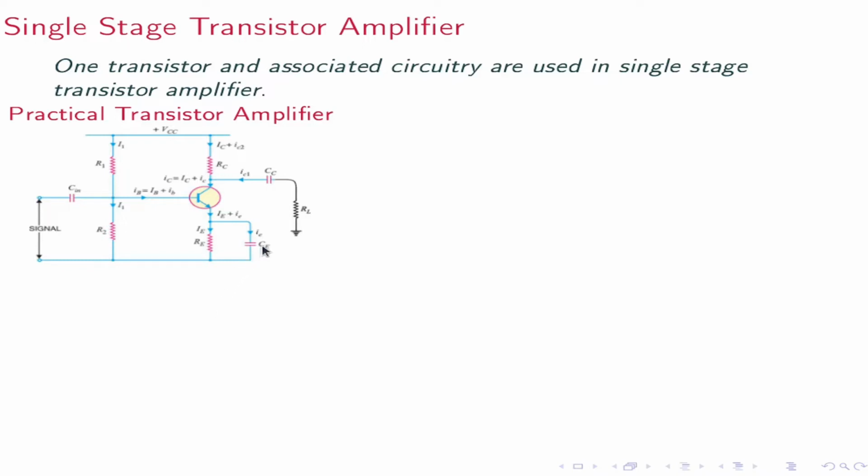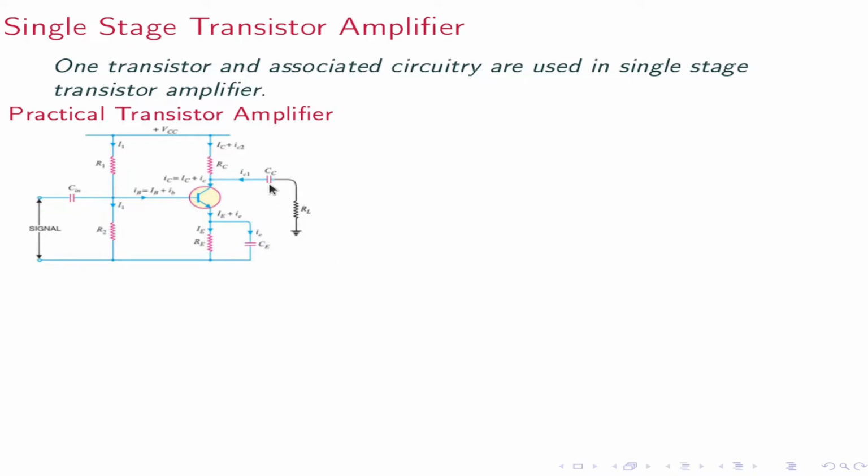Emitter bypass capacitor CE is used in parallel with the emitter resistance RE, which provides a low reactance path to the amplified AC signal. If we have not used CE, then the amplified AC signal flowing through RE will cause a voltage drop across it, thereby reducing the output voltage.